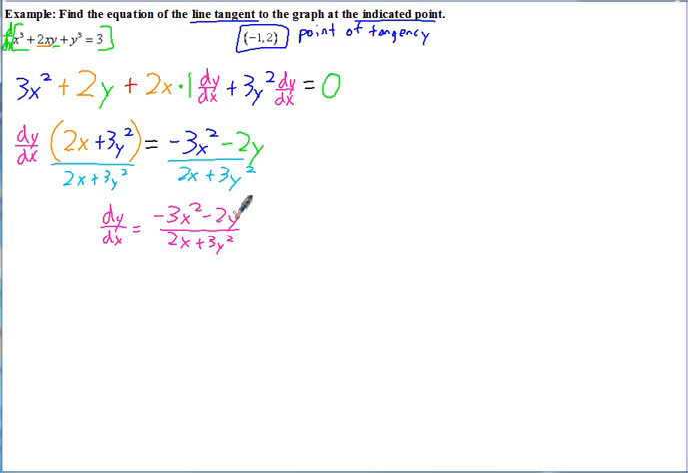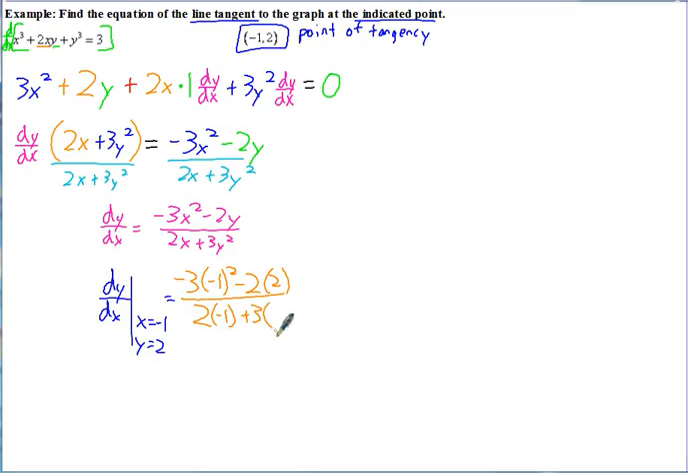We want it specifically at our point of tangency. So now we want to substitute in our specific x and y coordinates. So the derivative specifically when x equals -1 and y equals 2 would be -3 times, for x, we're going to plug in -1, so -1 squared, minus 2 times y, which is 2, over 2 times x, which is -1, plus 3 times y, which is 2, squared. And let's go ahead and evaluate this.